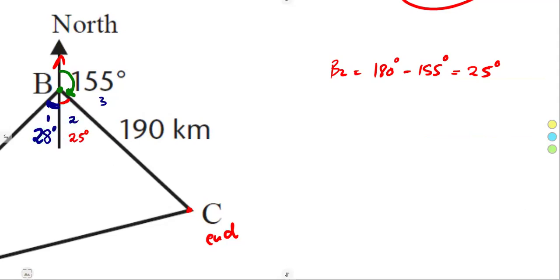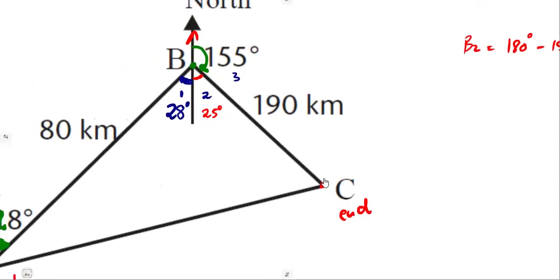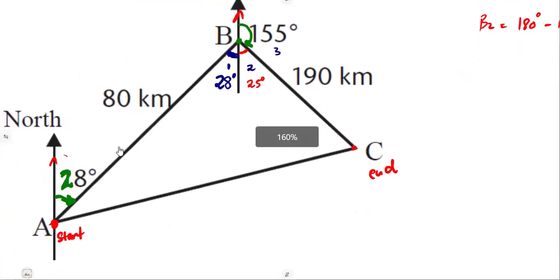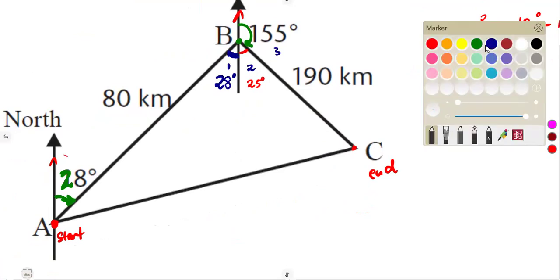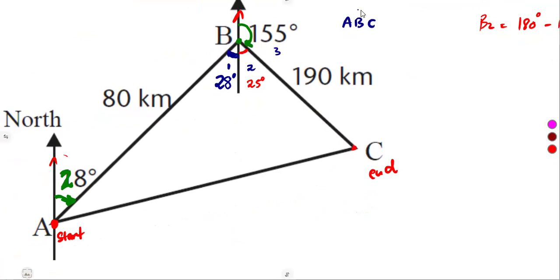Inside of the triangle, angle B is formed, which is angle ABC. So ABC is 25 plus 28, which is 53 degrees. You add these two angles, 25 and 28. That is the whole angle in between here. It is 53. That's 53 degrees.